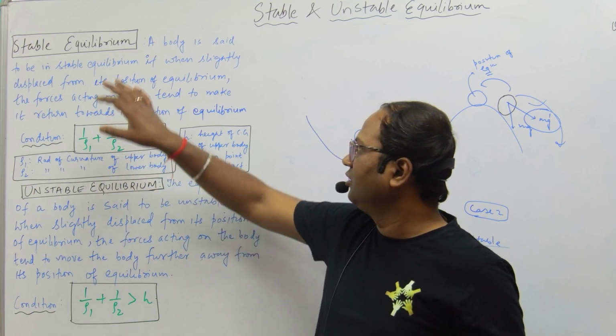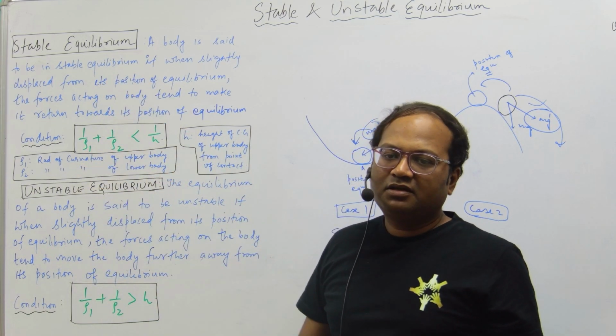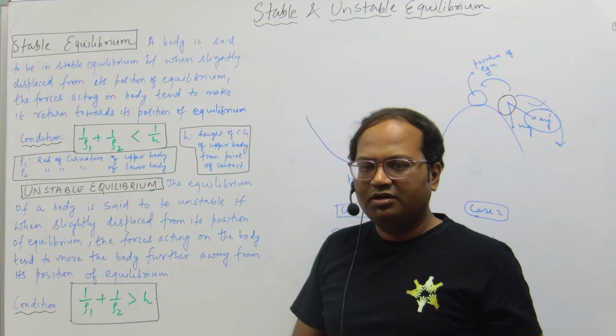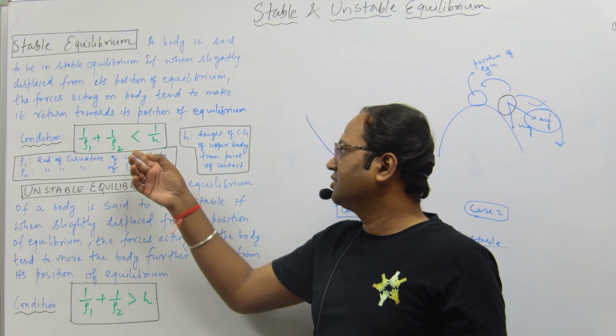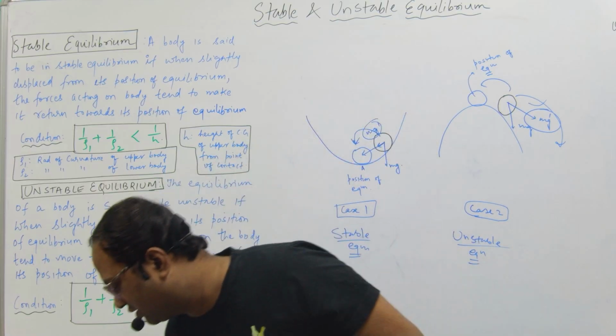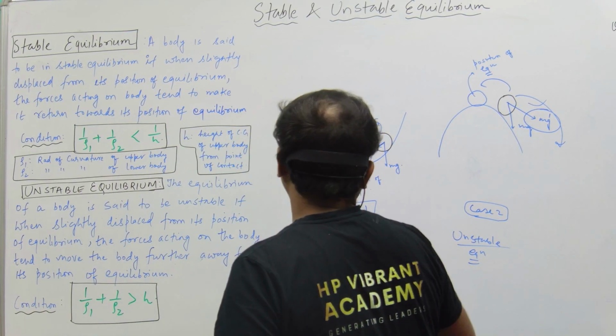Now let us go through the condition for stable and unstable equilibrium, that is 1 upon rho 1 plus 1 upon rho 2 is less than 1 upon h. Let us discuss this in detail. What are this rho 1 and rho 2?